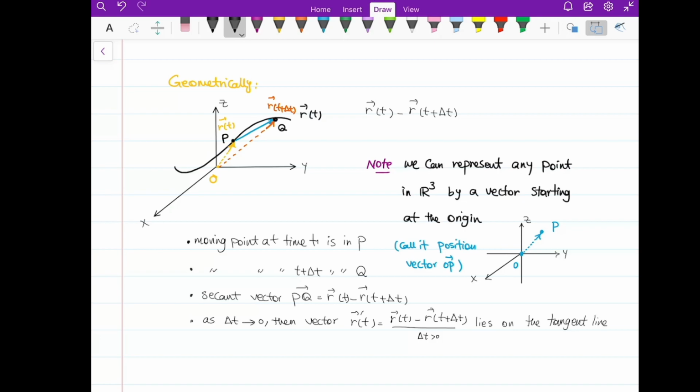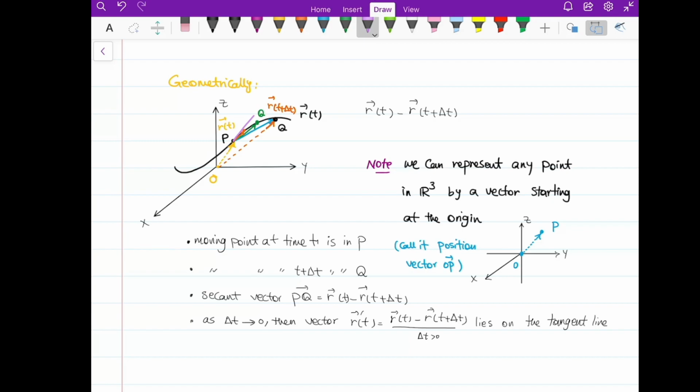How? It's like that. You see, if delta t is t plus delta t, I'm gonna be here, but the moving point, if delta t goes to 0, it means that if we have a smaller delta t, the point Q would be here, and the vector r(t plus delta t) minus r(t) would be here. And then if delta t is even smaller, Q would be here and the vector would be here. And as you see, the vector PQ is gonna be lying on the tangent line as delta t goes to 0.